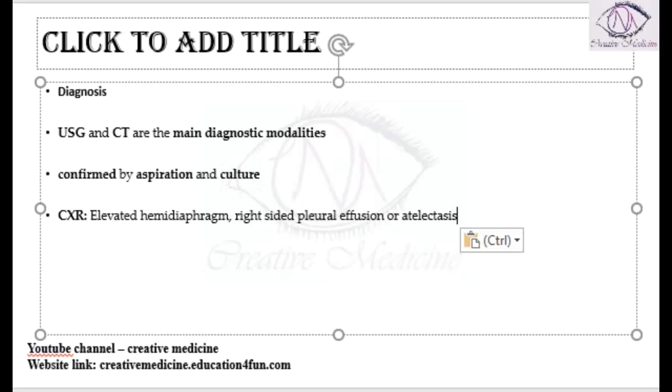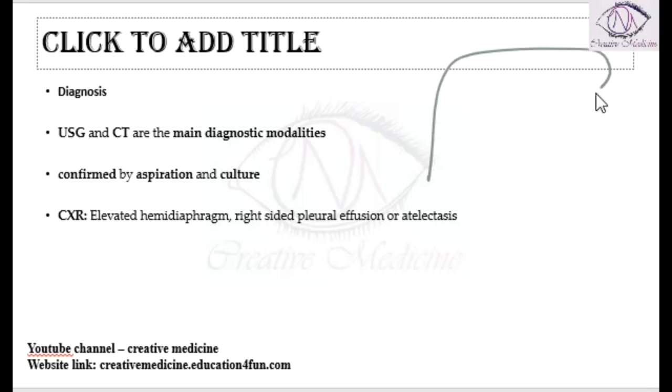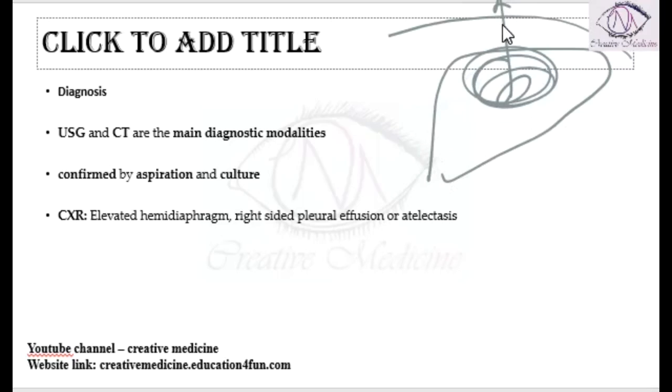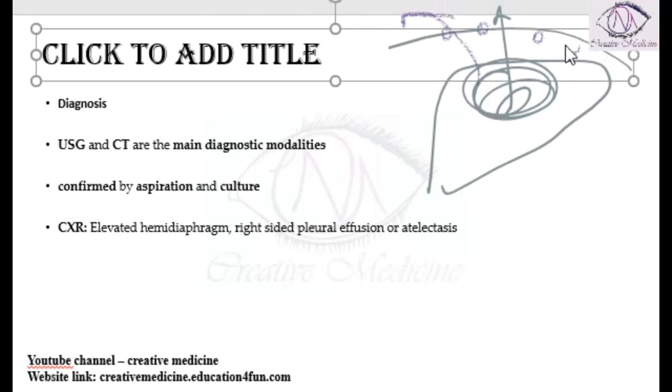If you do a chest x-ray, because there is a liver abscess present in the liver, it will shift the diaphragm upward, resulting in an elevated hemidiaphragm. There can be fluid exudating from the abscess through the small micropores in the diaphragm. It can reach the pleural cavity, resulting in right-sided pleural effusion.